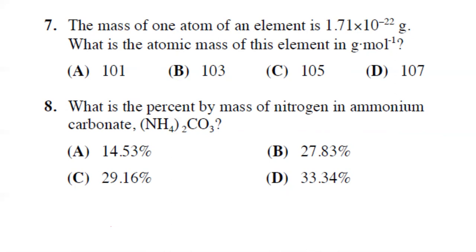So one thing, it's saying what mass of one atom, and then it wants us in grams per mole. And so that should trigger something in your mind, right? What do we do if we want to convert our grams per atom into grams per mole? Avogadro's number, and Avogadro's number is 6.022 times 10 to the 23rd.